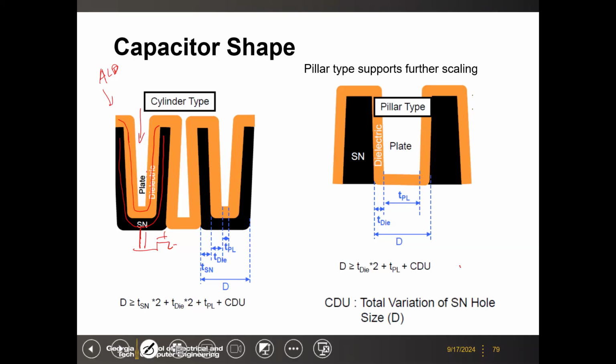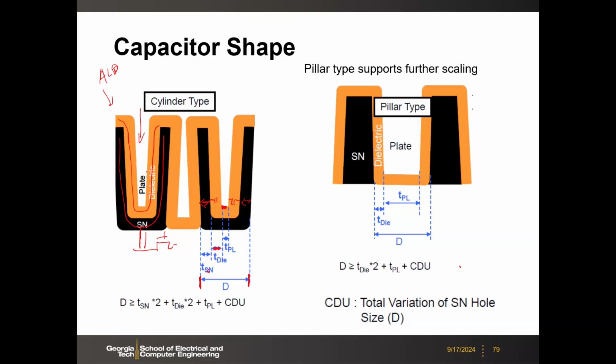So if you look at the critical dimensions here, this is the total dimension of this cylinder. You need to have the middle electrode plate dimension, and then you have twice the thickness of the capacitor dielectric. And then you need to have twice the SN electrode thickness.